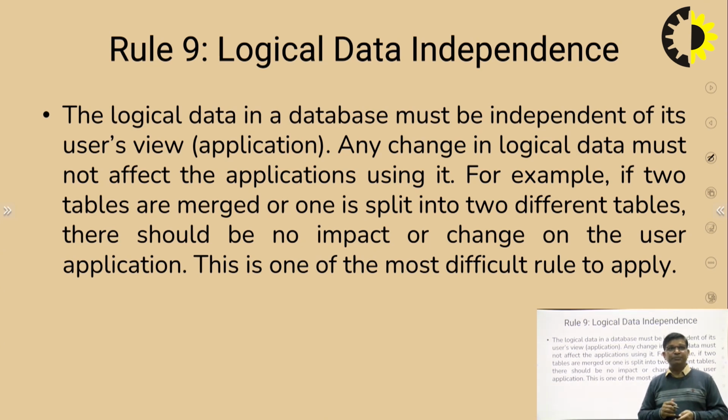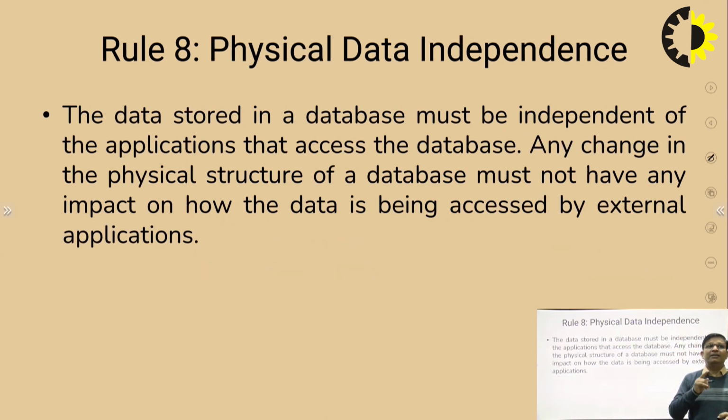So what is physical data independence? The data stored in the database must be independent of the application that accesses the database. Any change in the physical structure of a database must not have any impact on how the data is being accessed by the external application. Means the user is accessing the database and the administrator is changing the physical schema or physical structure of the database, but the user is completely unaware. User is thinking that there is no change. User is not knowing anything. So this is physical independence.